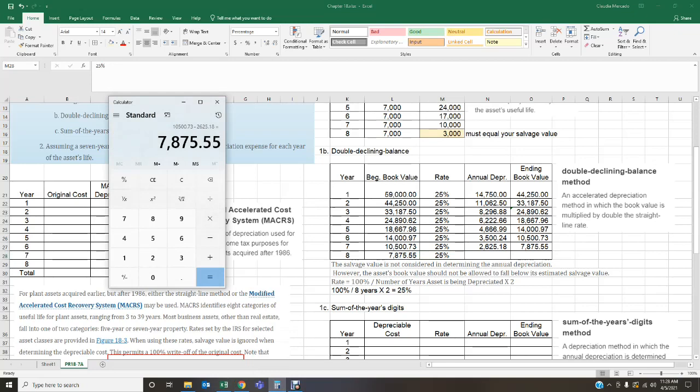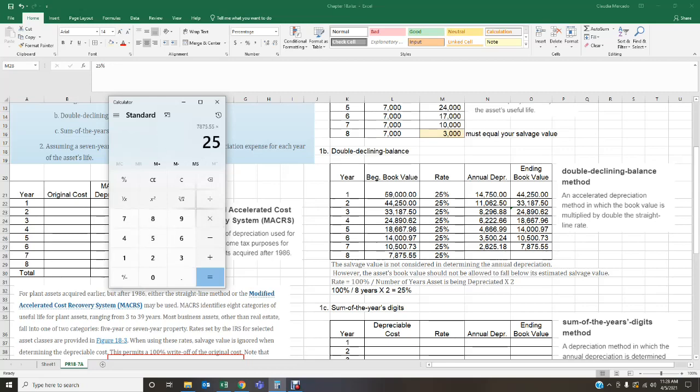Now remember, it says the asset's book value should never be allowed to fall below the estimated salvage value. My salvage value is $3,000, okay? So we should not let our annual depreciation or our book value fall below the 3,000. So if you see that it's going to fall below the 3,000, then we need to adjust our annual depreciation. And there's an example of that in your textbook. So let's see how much this is.